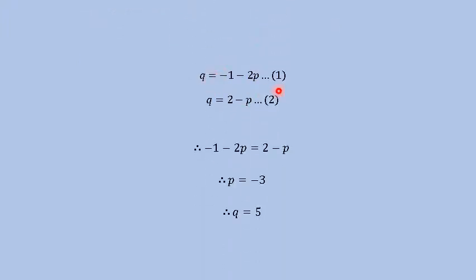Now we have two equations, equation 1 and equation 2, and they are all equal to q. So it means we are going to equate these two equations. Then we are going to have this, and when we simplify everything, we are going to get p equals negative 3. And then substituting back the value of p into maybe equation 1 or equation 2, it's up to you, you are going to get your q equals 5.